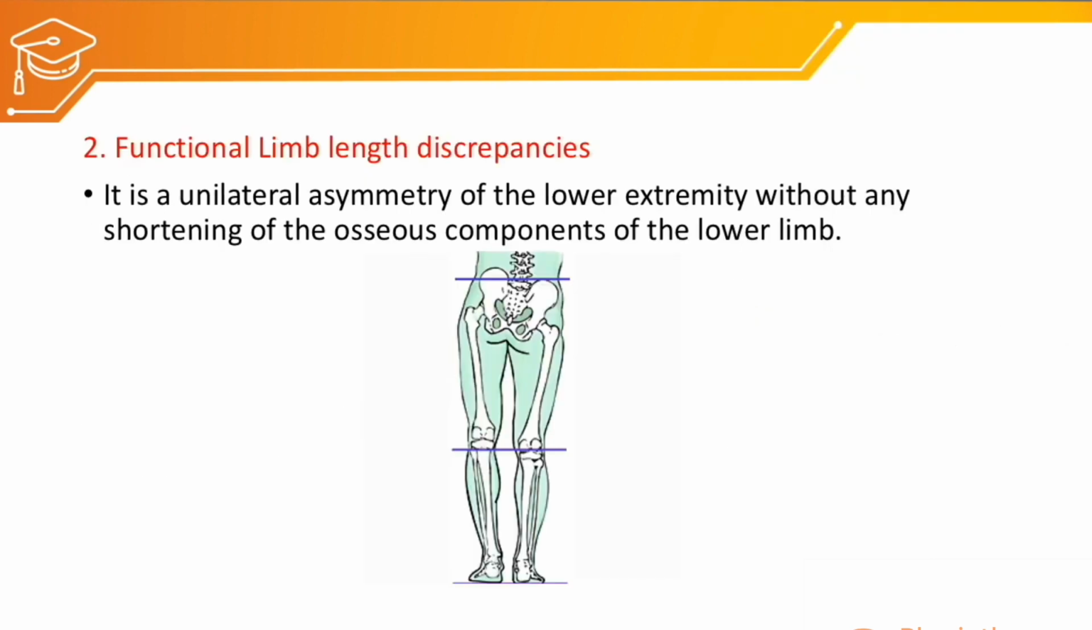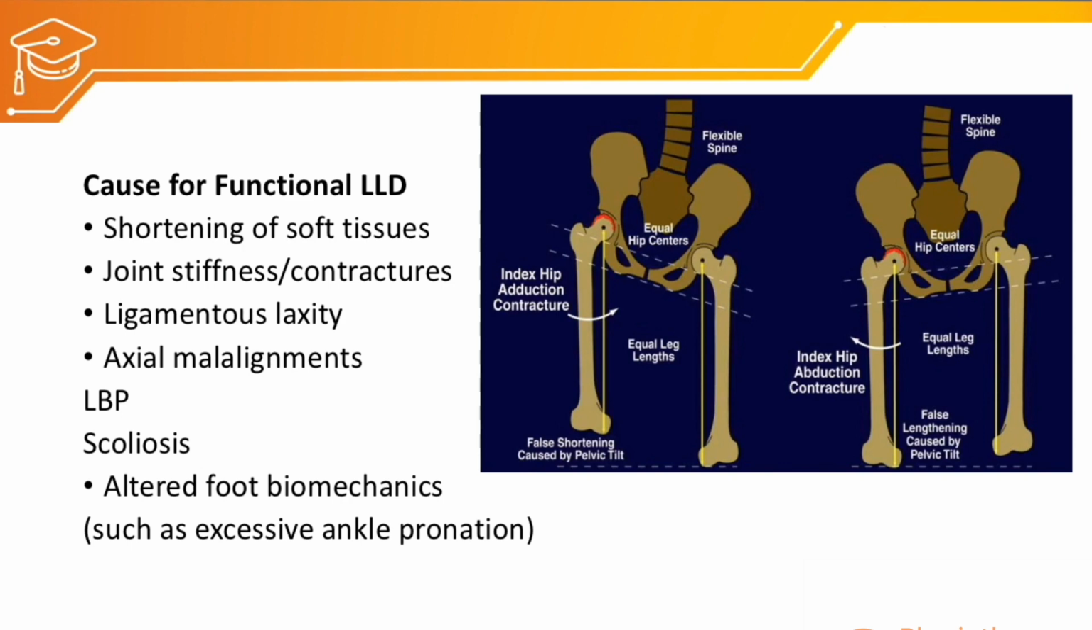Next was functional limb length discrepancies. It is not because of the shortening or lengthening of the bones, but because of the shortening of the soft tissues, or because of axial malalignments, for example, scoliosis or excessive ankle pronation, etc.